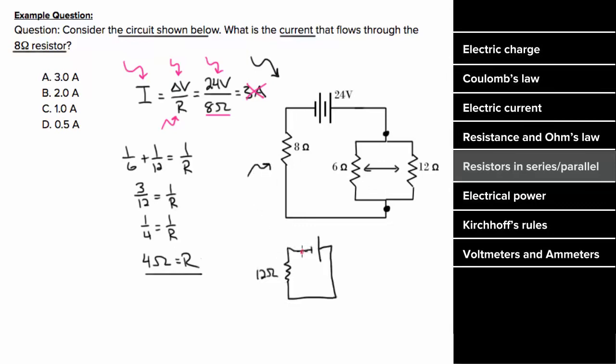And now I can say that the full 24 volts of the battery is applied across this entire equivalent resistance of 12 ohms. So if I come up here and change this 8 ohms to 12 ohms of equivalent resistance for the total circuit, I'll get the correct current that flows through the battery of 2 amps. And since that's the current that's flowing through the battery, that had to be the current that's flowing through the 8 ohm resistor as well, since this 8 ohm resistor and the battery are in series.